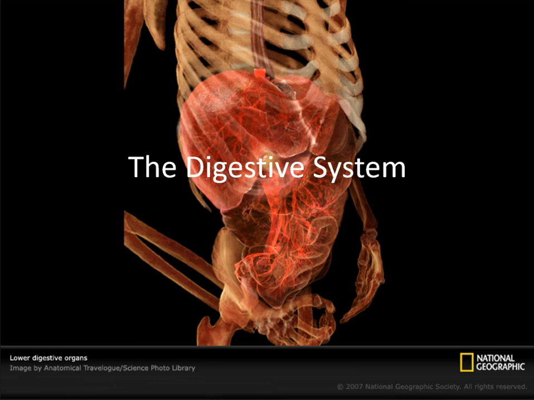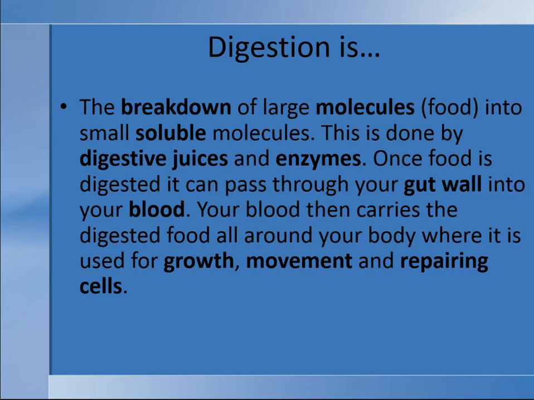Okay, so the question is, what is digestion? Digestion is the breakdown of large molecules, which is what you're consuming in this food, into soluble molecules that can be distributed throughout the body. And this is done with several chemicals, digestive juices, and enzymes. And it is absorbed through the walls of the digestive system, and then it goes into your blood where it can be distributed throughout the body.